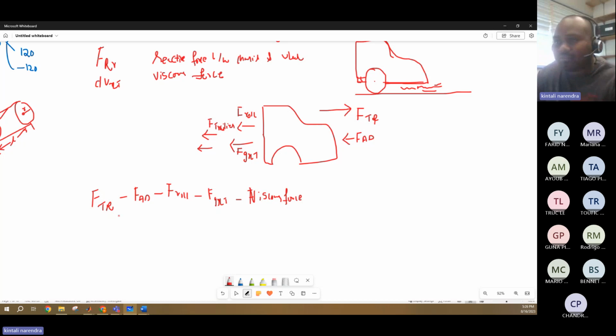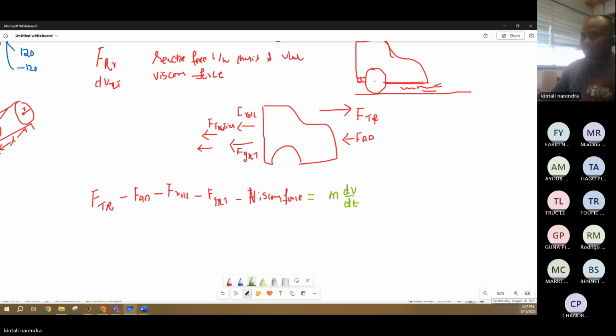Now, when will this vehicle move? When FTR, the amount of force you're generating because of the gasoline engine or a motor, overcomes all these forces. Then only your vehicle will move. And if your vehicle is moving after overcoming all these forces, then it is given by F equal to ma: mass of the chassis into acceleration, dv by dt.